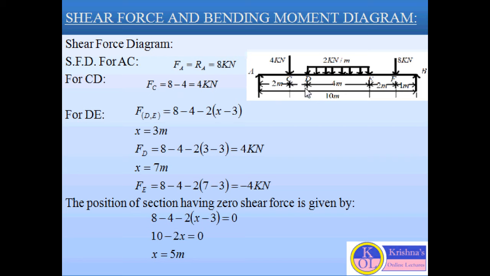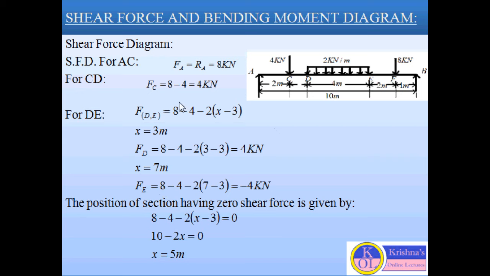Now coming to the span DE. The value of shear force can be determined by this equation, that is 8 minus 4 minus 2 into (x minus 3). See here, if we put the value of x as 3 meters, we can find the shear force at point D, and if we put the value of x equal to 7, that is 4 plus 2 plus 1, we can find the shear force at point E.